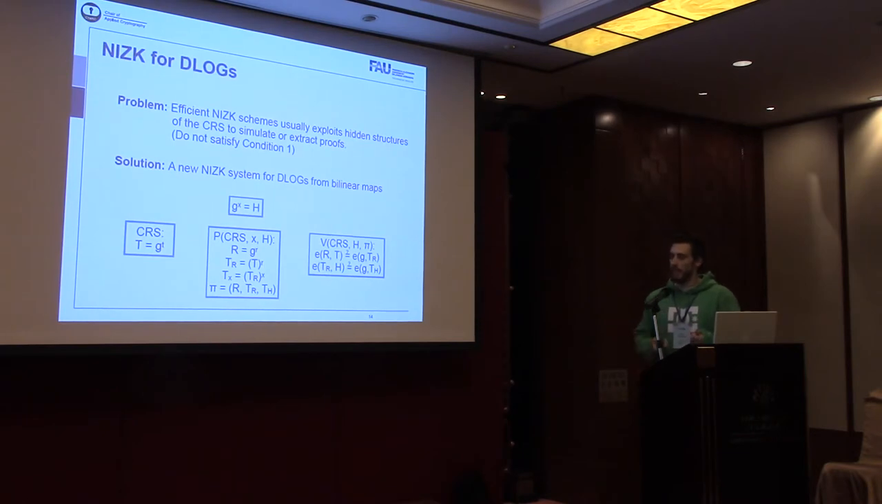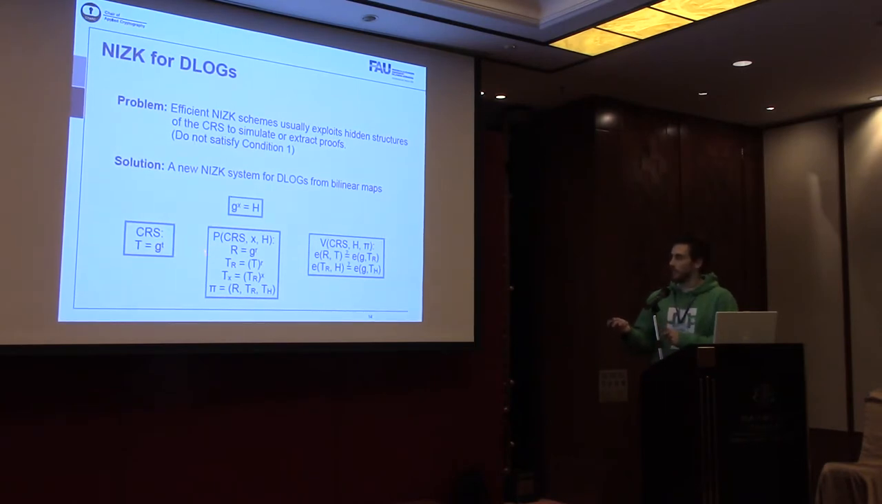The problem is that normally, non-interactive zero knowledge proofs work by either having a trapdoor in the CRS or switching between a simulation and an extraction mode. So you pretty much always have a hidden structure in the CRS. So with existing schemes, this does not really work. Our solution was again to design a new scheme which is simple enough and supports only a specific class of languages, but it suffices for our purposes.